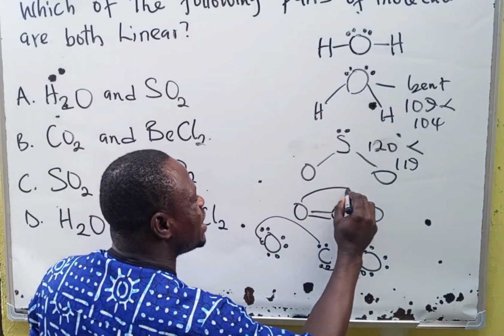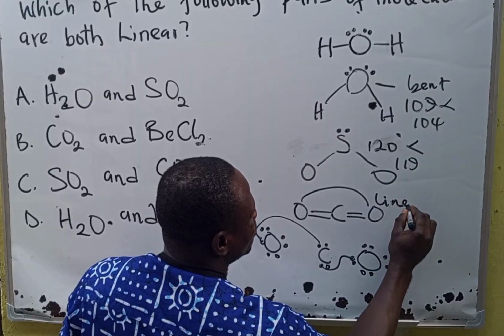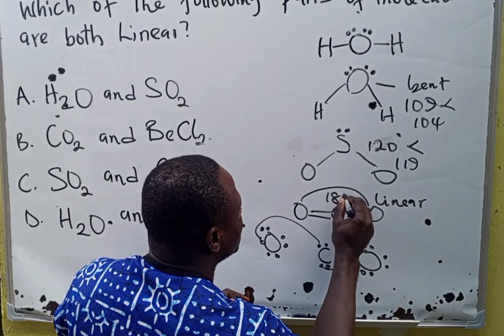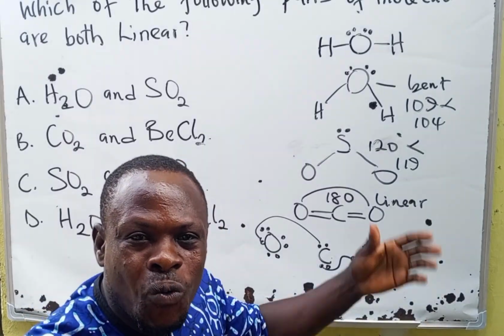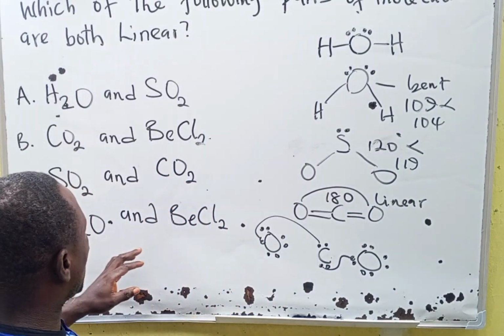So this one is linear. We call this shape linear. Do you get that? And the bond angle is 180. The angle at a straight line is 180. Do you understand?